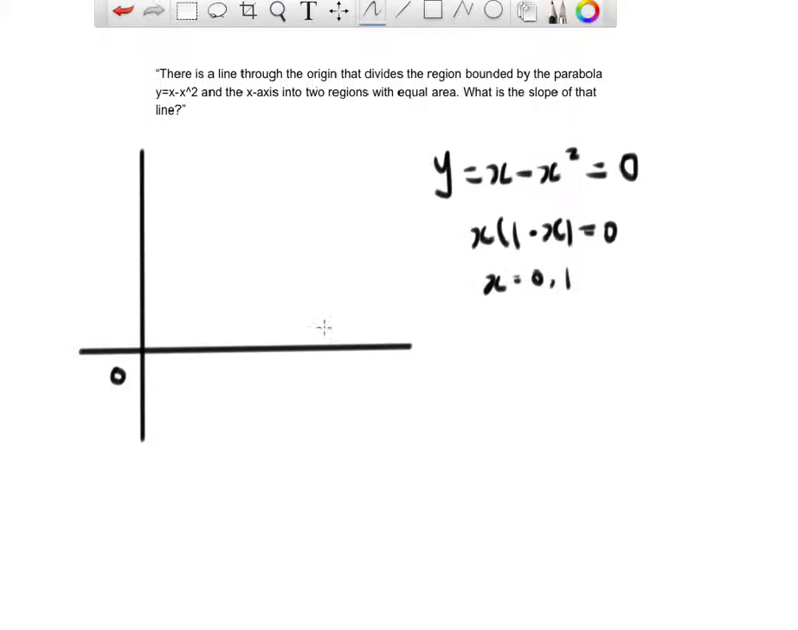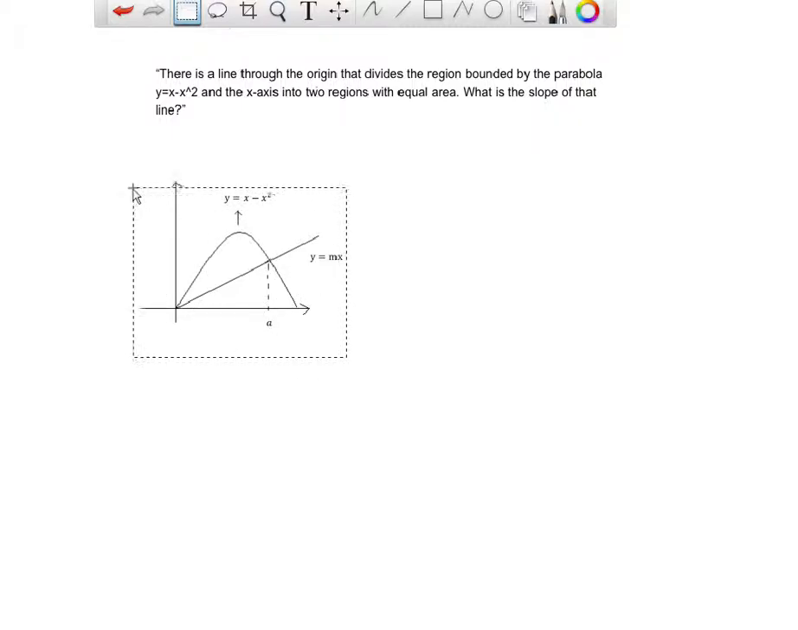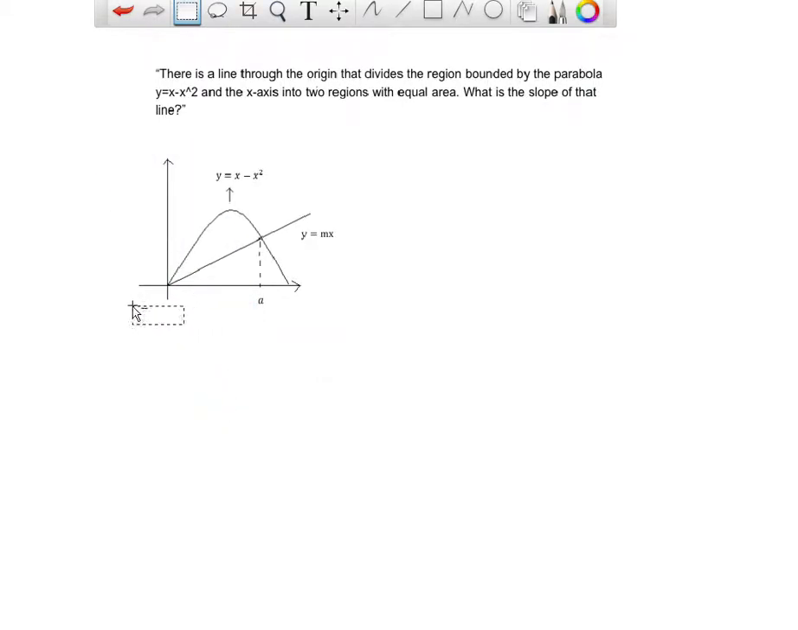So if you draw this parabola, you get something like this, and then it goes down. Okay, so the neat version of this parabola would be something like that. That's the y equals x minus x squared, that's the y equals mx with some unknown slope that intersects the parabola, and a is the x value of the intersection. Okay, so where should we start?